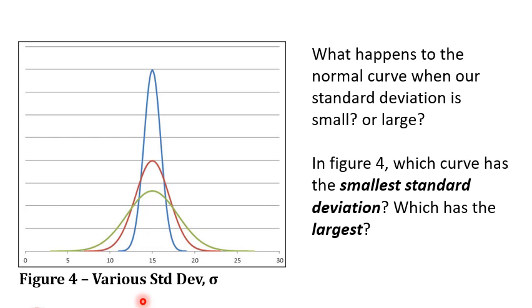The green normal curve has a larger variation, so it has a lower height at the peak. So the smallest standard deviation is clearly the blue normal curve, and the largest is the green because it is the widest.